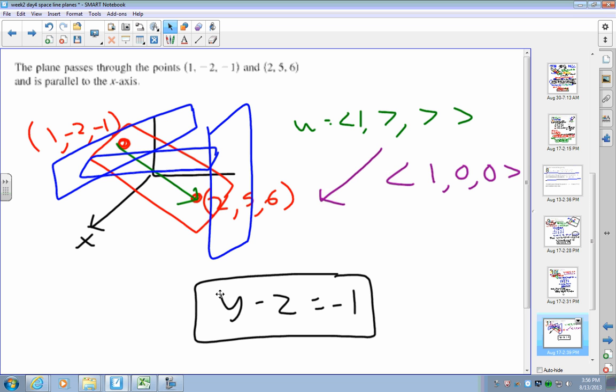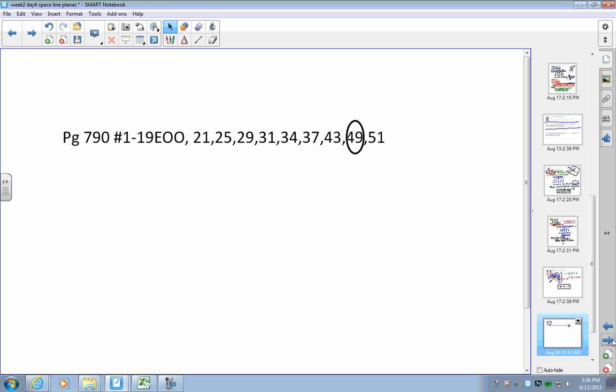Okay? So your homework for tonight is on page 790. EOO means every other odd. So that would mean 1, not 3, but 5, not 7, but 9, not 11, but 13, and so on. So try those out. And then notice 49 to me is important. Okay? So I want you to also try out 49. And that's why I circled that one.